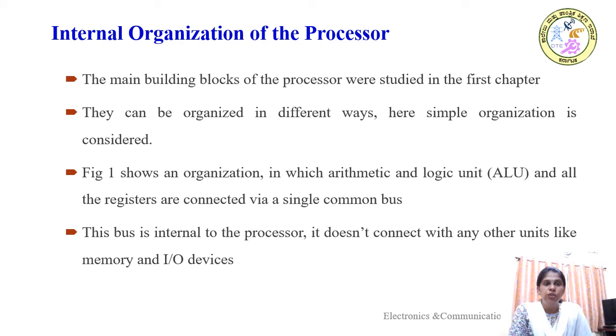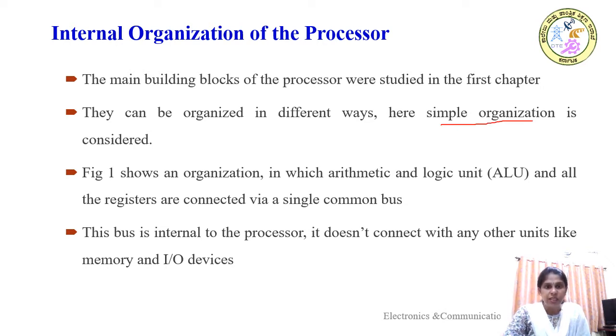Now let me go through the internal organization of the processor. In module 1 we have studied what are all the internal parts of the processor. In that we have specified MAR, MDR, general purpose registers, instruction register, program counter. So like that we have represented in the block diagram, but in that we have not shown any of the connections. So here we are going to consider how all those are interconnected.